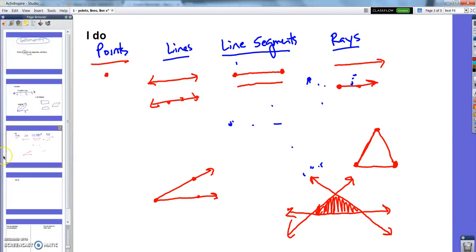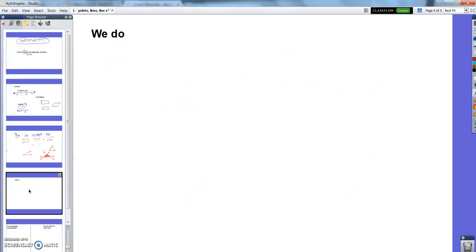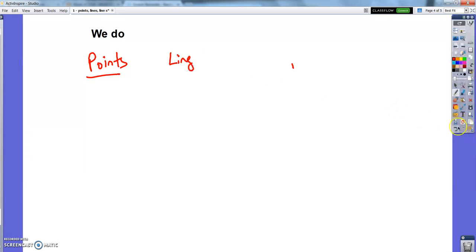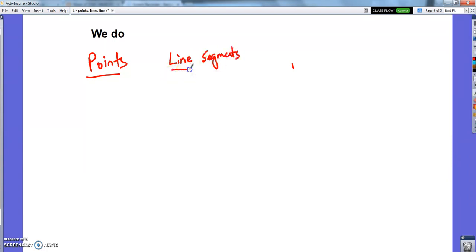All right? All right, open your notes. Let's do all that again, but let's make sure you get a handle on it. So let's start with what they look like kind of traditionally. Points. Line segments. Lines. And rays. Let's start with their quick drawings.